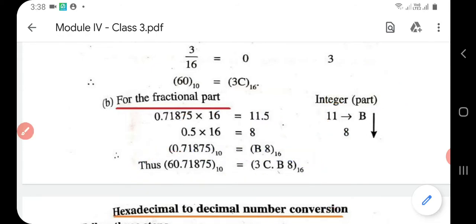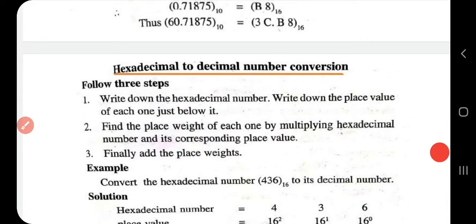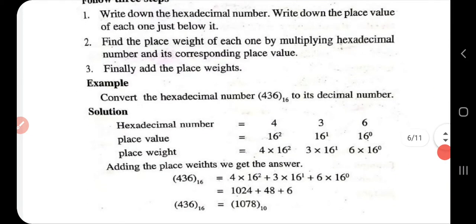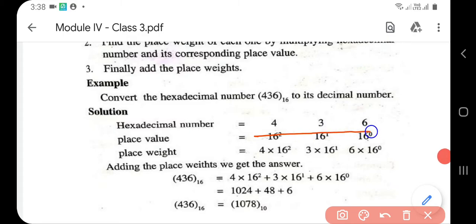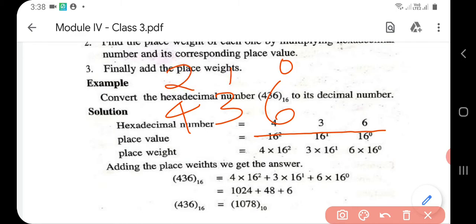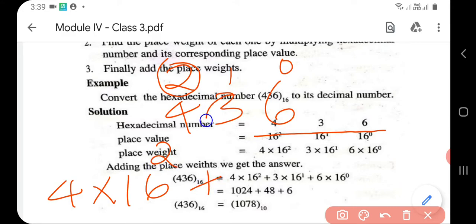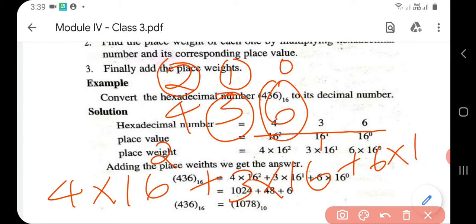Okay, now the opposite: hexadecimal to decimal conversion, where you are given a hexadecimal number. First of all, write the number as such, 436, and put the place values. If it is 436, they will be 0, 1, 2. So your decimal number will be 4 into 16 raised to 2, plus 3 into 16 raised to 1, plus 6 into 16 raised to 0. On adding, you will get the answer as 1078.